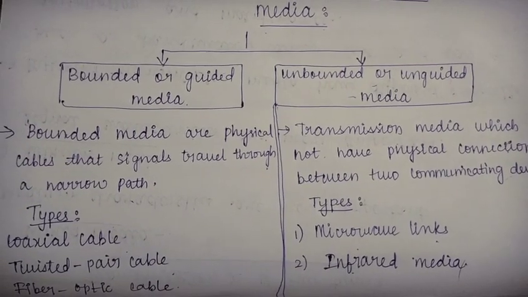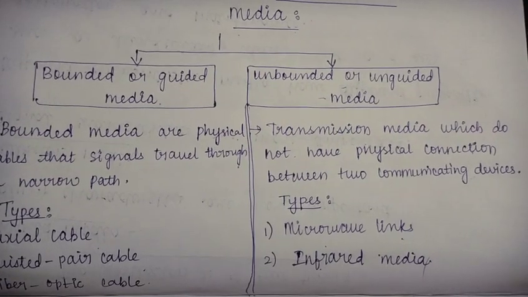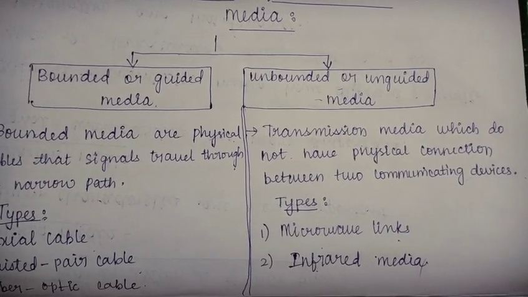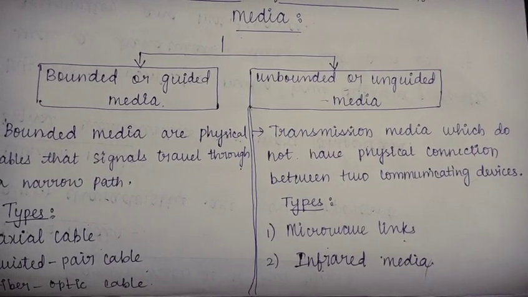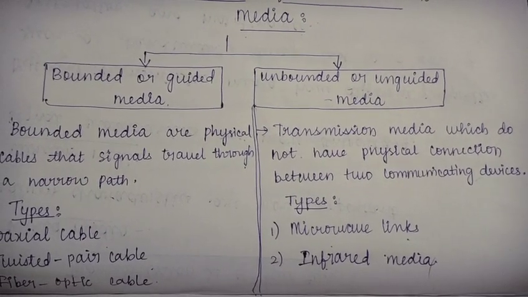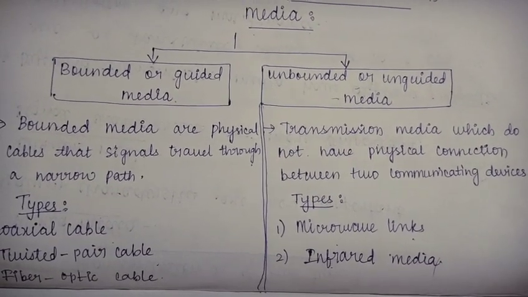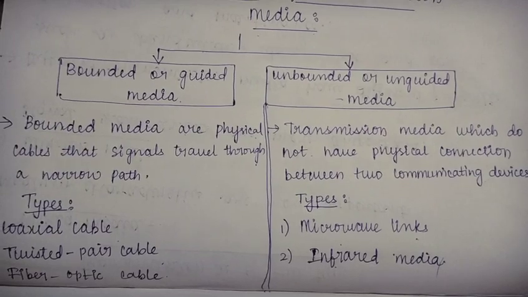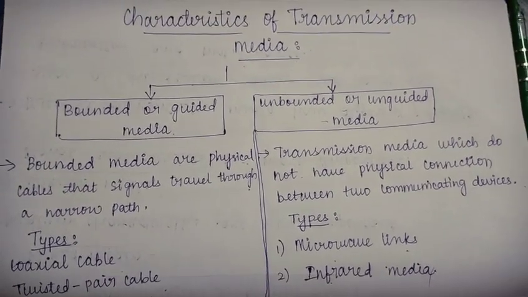Next is unbounded or unguided media, which is nothing but transmission media that do not have physical connections between two communicating devices, just like remote controls or something. We don't see wires there, right? So types are microwave links or infrared media. Okay, it's clear, right? These are the characteristics of transmission media.